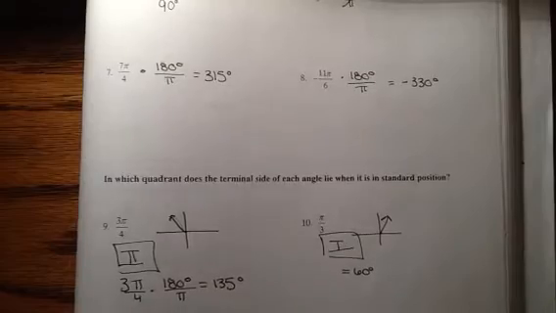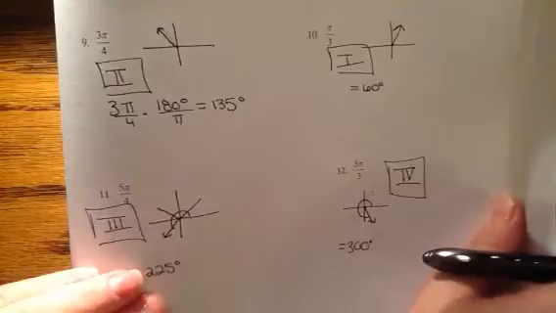So number 10 is in quadrant 1. Number 11 you should have gotten quadrant 3. And number 12 should be quadrant 4.